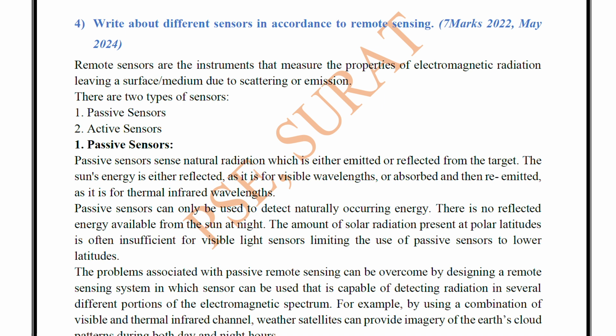The sun's energy is either reflected, as it is for visible wavelengths, or absorbed and then re-emitted, as it is in thermal infrared wavelengths. Passive sensors can only be used to detect naturally occurring energy. There is no reflected energy available from the sun at night. The amount of solar radiation present at polar latitudes is often insufficient for visible light sensors, limiting the use of passive sensors to lower latitudes.